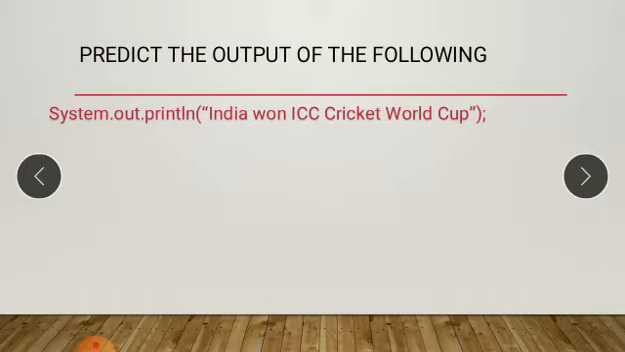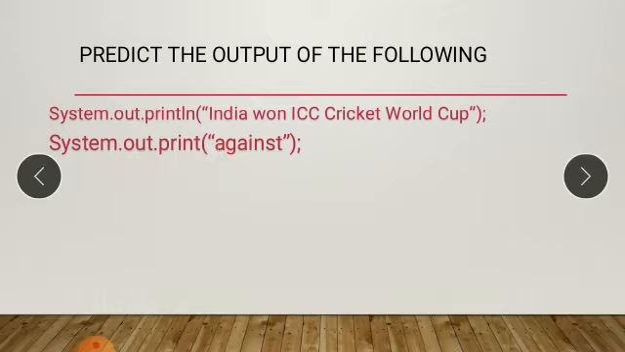Next, System.out.print("Against"). Then in the next line, "Against" will be printed on the screen. Will the cursor stay in the same line or come to the next line? It will stay in the same line. Why? Because to print this "Against" we have used the print statement. That's why after printing "Against", the control will stay in the same line.